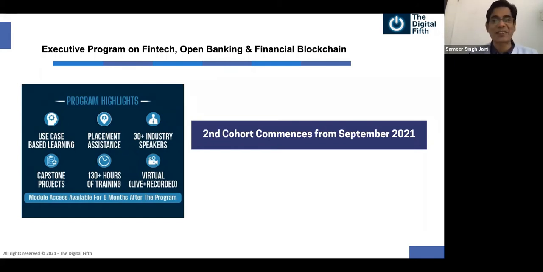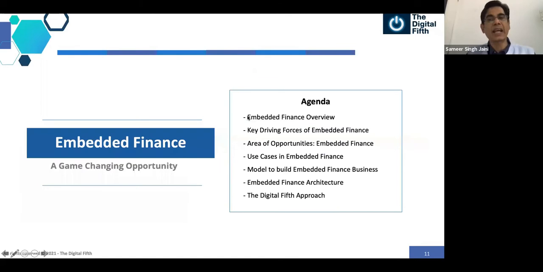The first batch is running right now, and I can see many of you from the current batch joining us here. So with this, I hand it over to Shashank. Over to you, and you can take it forward from here and share what embedded finance is all about, and then I'll take it from there on the approach side.